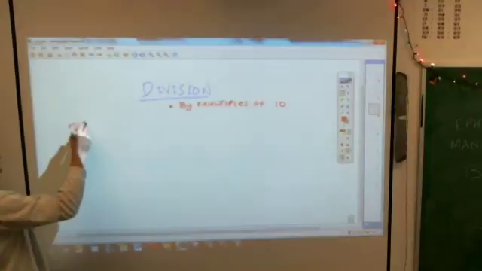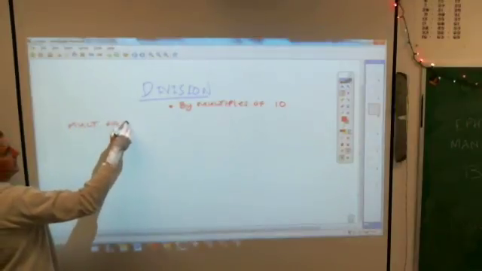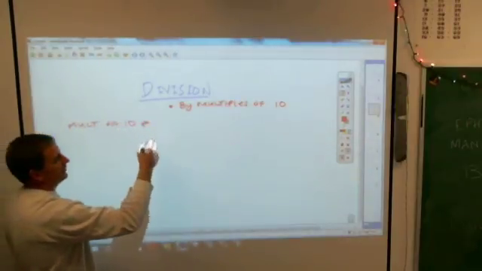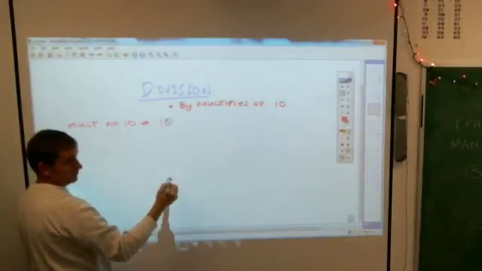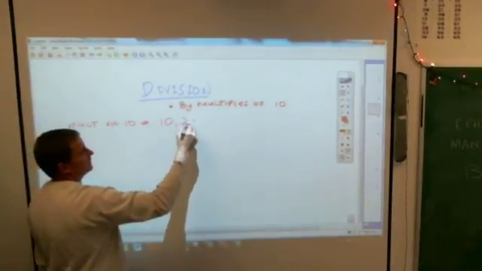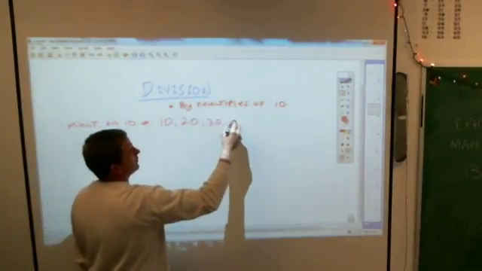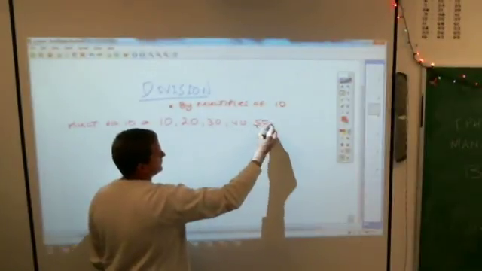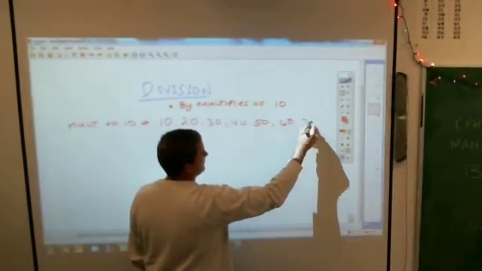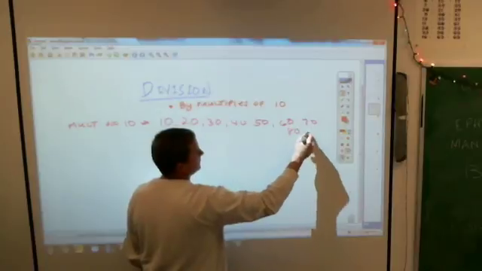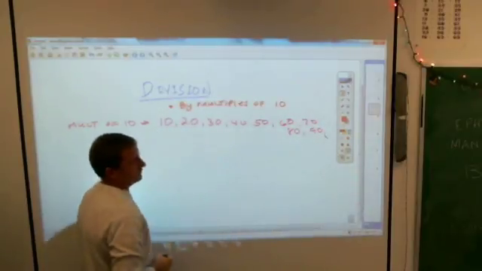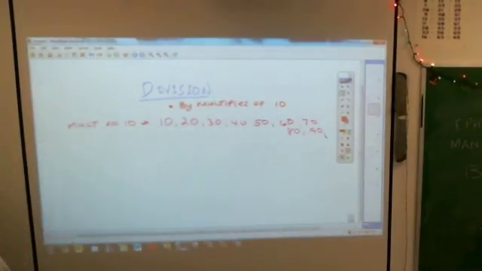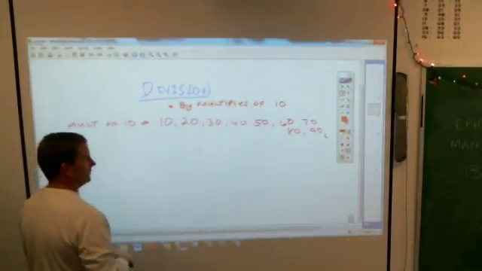Multiples of 10 would be like counting by 10, and 10 is the first multiple of 10. So it would be 10, 20, 30, 40, 50, 60, 70, 80, 90. Even though 100 is a multiple of 10, I don't think we have to worry about 100, because that would be triple digit. We're sticking solely with two-digit division.